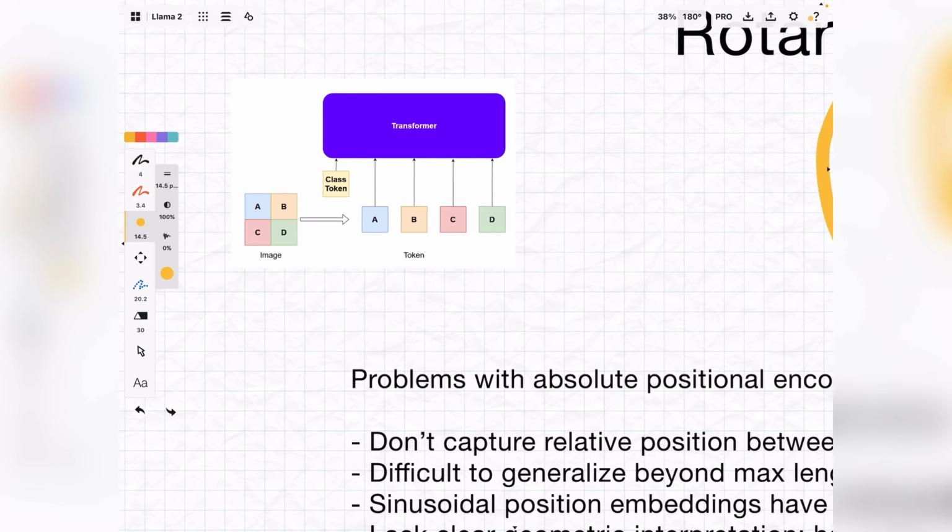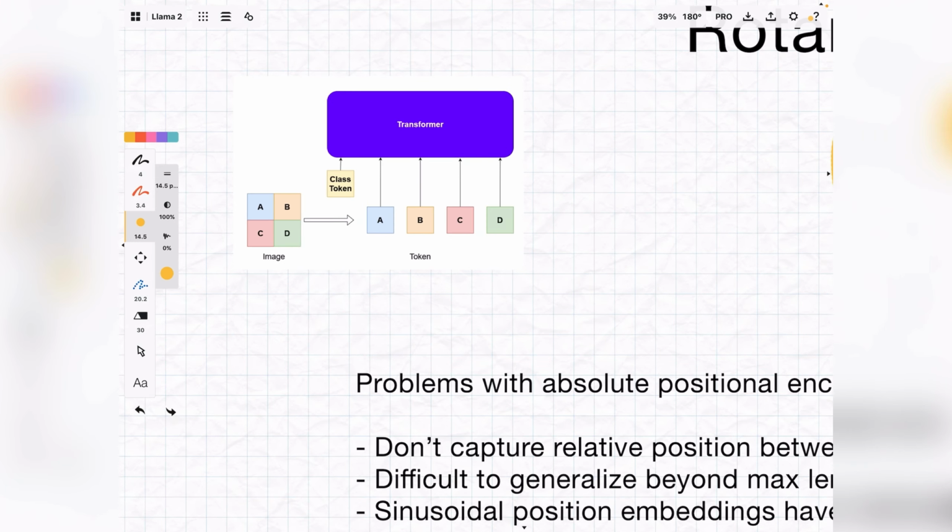For example, let's say here we take an image. This could be applied to text, to audio, whatever. In this case, let's take an image, we chop it up into pieces. Every one of these pieces is a token. The A, B, C, D tokens are fed in parallel at the same time. Because they're fed in parallel, they're no longer sequential. So the transformer needs to know the positioning, the order of the tokens.